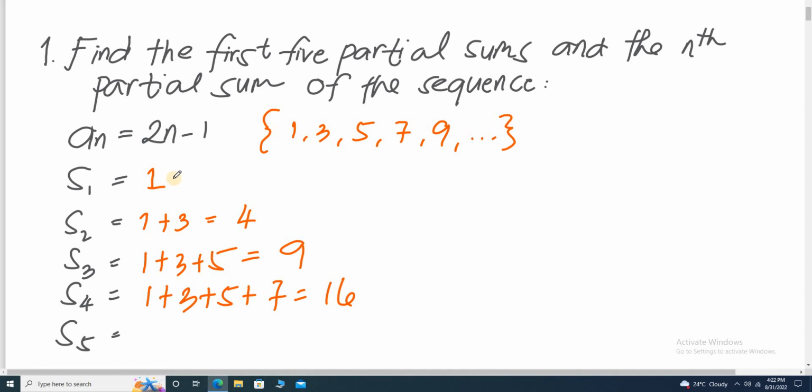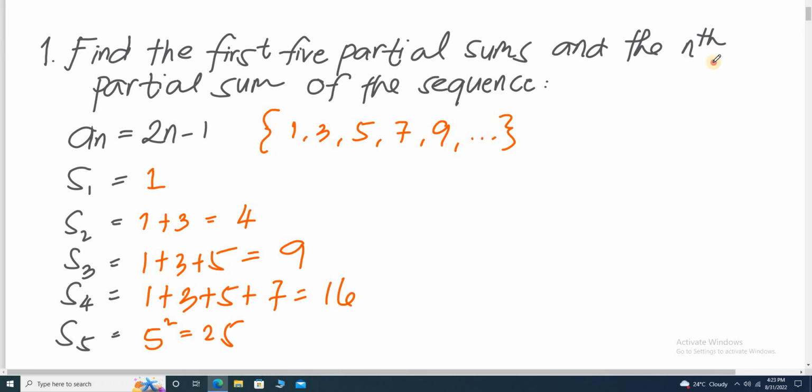So I can actually see a pattern here, the relationship of the subscript and the sum. If it's 1, that's 1. If it's 2, that's 4. If it's 3, that's 9. If it's 4, that's 16. So I think the pattern here is the square of the subscript. So if I go for S5 or S sub 5, that would be 5 squared, which is equal to 25. If I do my calculation, that would be 1 plus 3 plus 5 plus 7 plus 9, the sum of the first 5 terms. It's exactly 25.